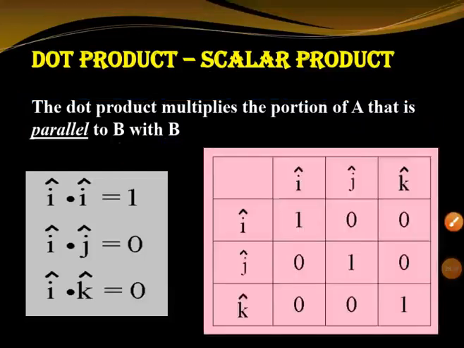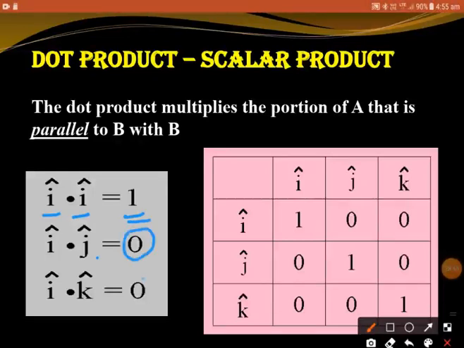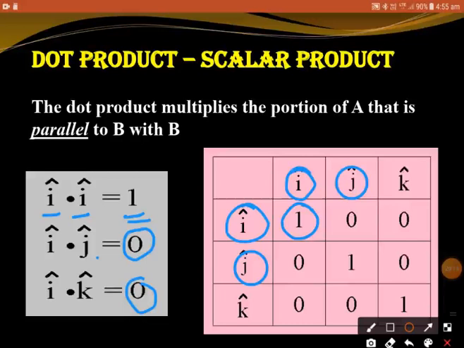Yes. Now, let's see the dot product for the unit vectors. I told you that if these two are parallel, then it will be equal to 1. If they are perpendicular to each other, then it will be 0. So we can have I dot I, I and I will give you the dot product as 1. Similarly for J and J, it will give you 1. Likewise K with K, it will give you 1.